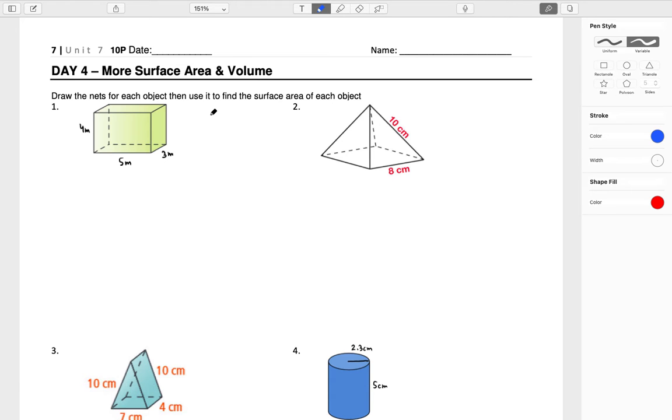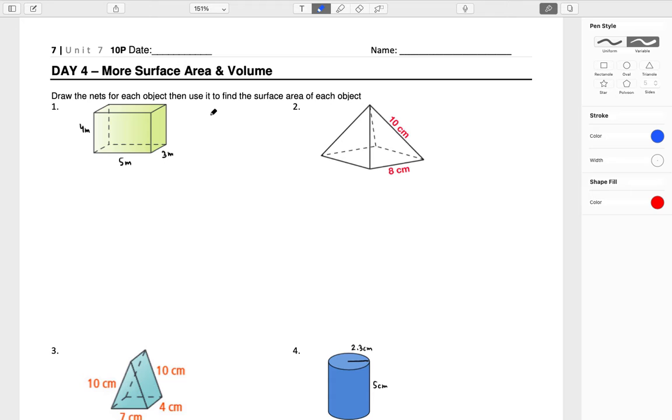Now, today is day 4. We are going to do a little bit more extensions on finding the surface area and volume. Now, keep in mind, surface area is only for 3D shapes. So you are finding the area only of the shape that is surrounding it on the outside.